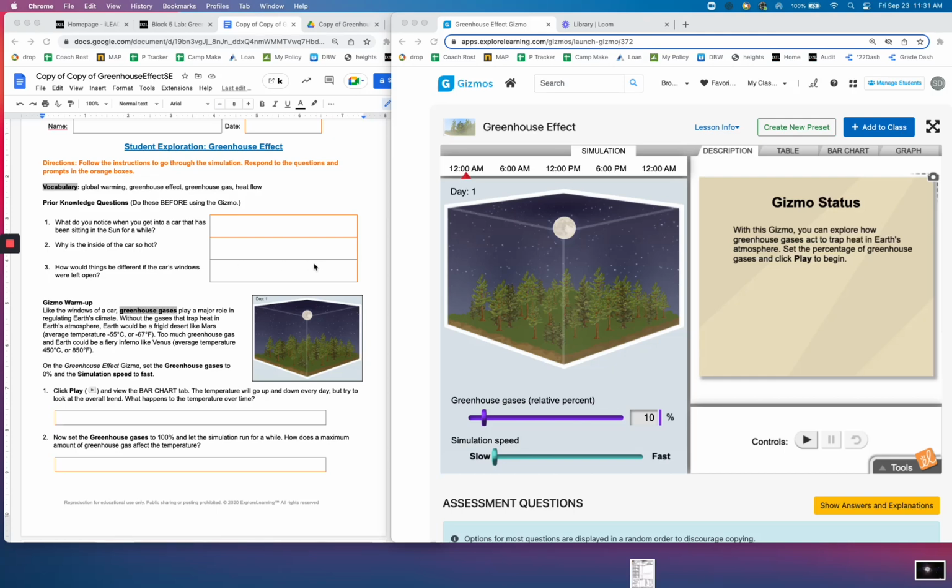Hello, I'm going to do a quick walkthrough of the greenhouse effect gizmo.